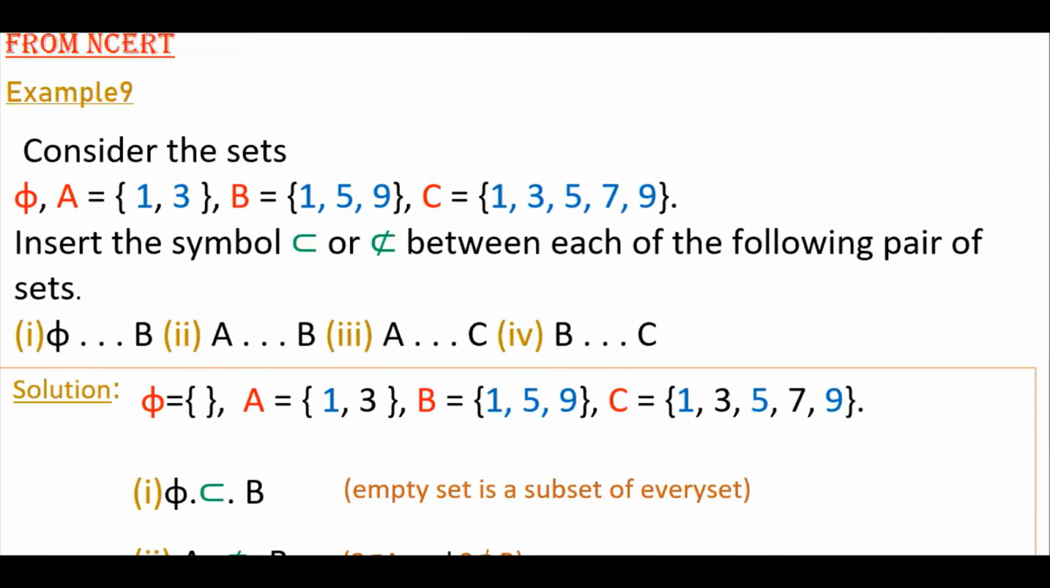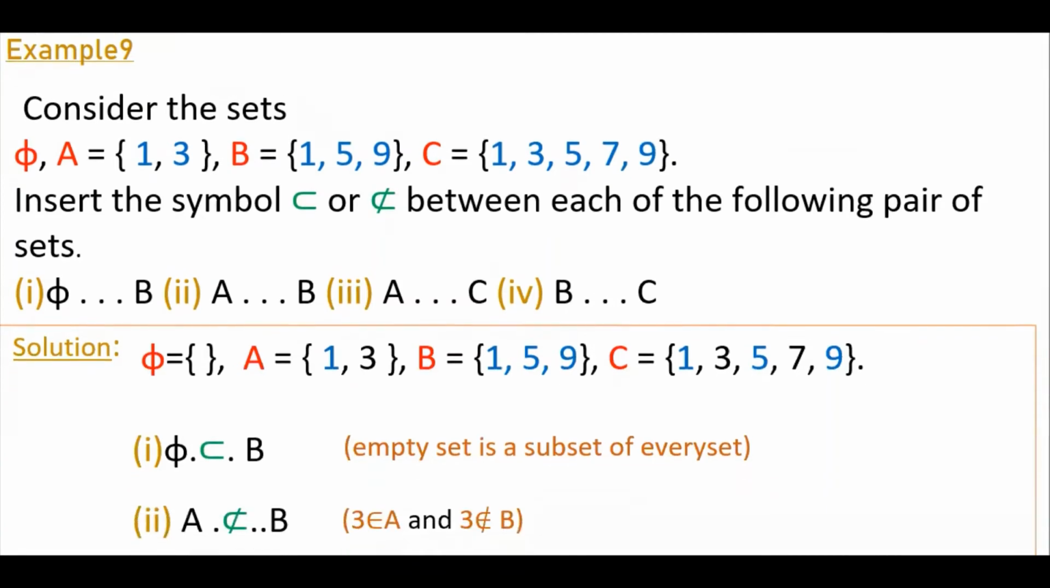Now I am going to tell the solutions of examples from NCERT. This is example 9. Consider the sets. Here 4 sets are given. Insert the symbol is subset of or is not subset of between each of the following pair of sets. So here there are 4 pairs of sets given. You have to put these symbols.